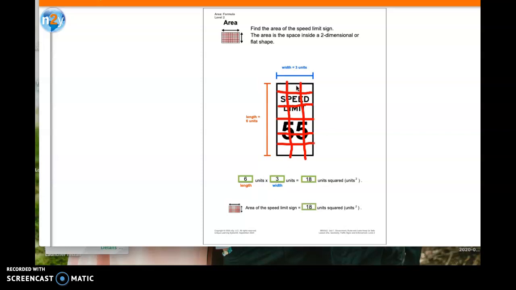Each unit this way, there are 3. 3, 3, 3. See how those are broken into 3? And then these here, there are 6. So 6 times 3 is 18. You could also just count all these up. 1, 2, 3, 4, 5, 6, 7, 8, 9, 10, 11, 12, 13, 14, 15, 16, 17, 18. So 18 square units.